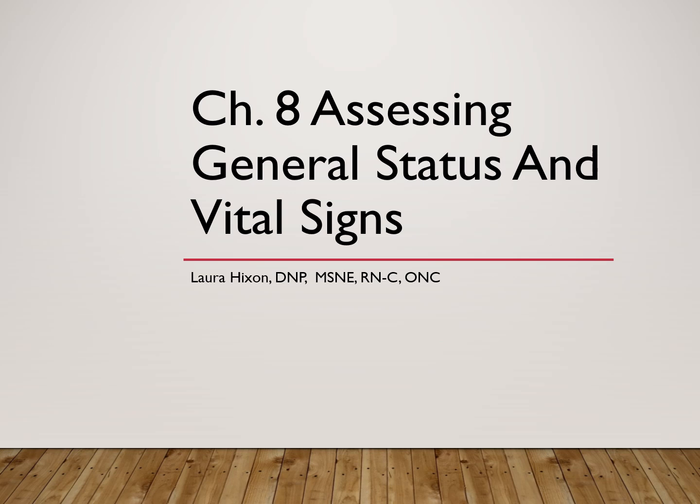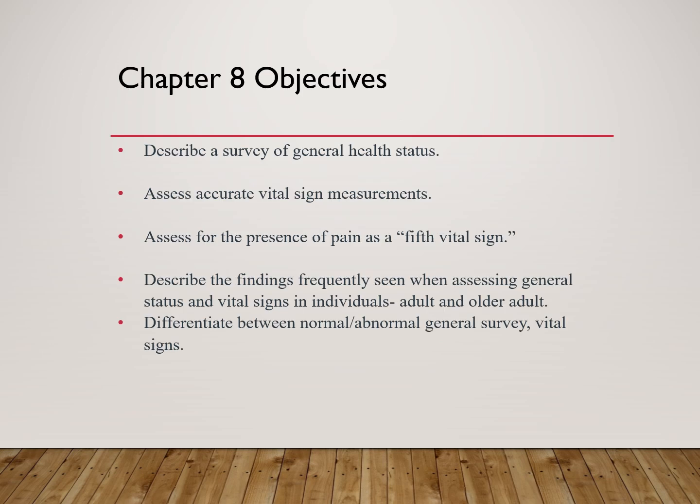We're going to be discussing Chapter 8, Assessing General Status and Vital Signs. The Chapter 8 objectives include describe a survey of general health status, assess accurate vital sign measurements, assess for the presence of pain as the fifth vital sign, describe the findings frequently seen when assessing general status and vital signs in individuals, including the adult and older adult, and differentiate between normal, abnormal general survey, and vital signs.